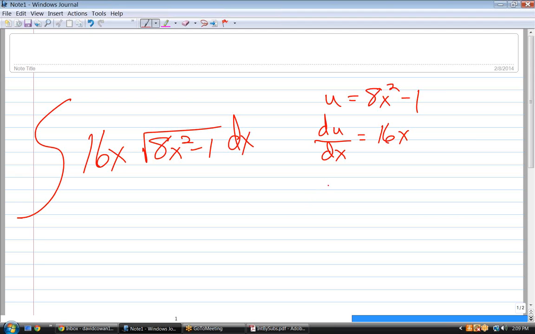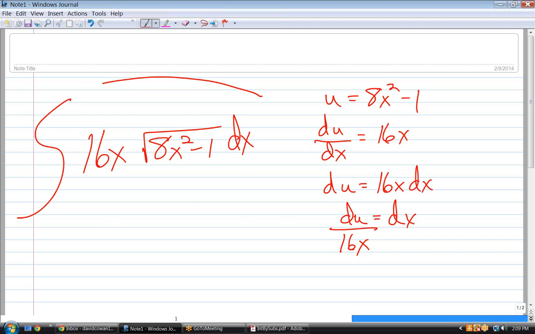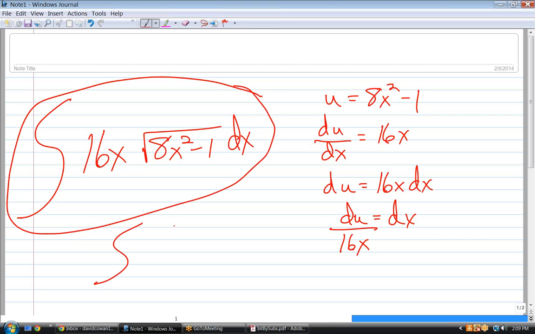Which makes du, thinking of differential equations, it makes du equal to this. Do you see how I got that? Yes. Okay. So it makes dx equal to du divided by 16x. You see how I got that? Yep. So now I'm going to take this integral and rewrite it as an integral in u.